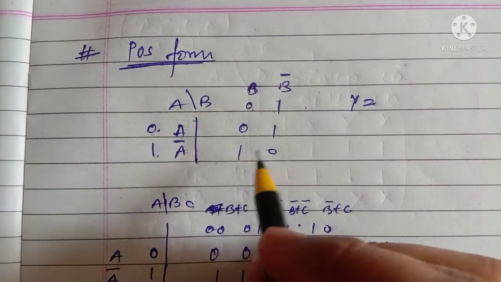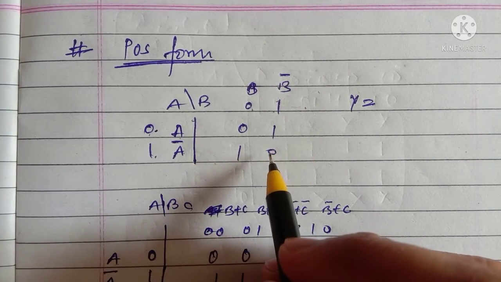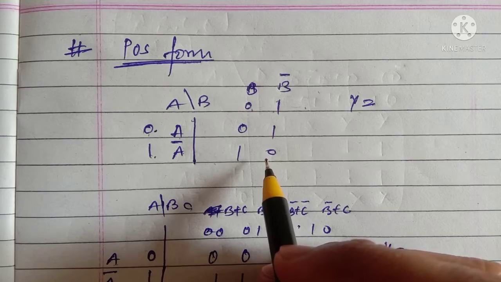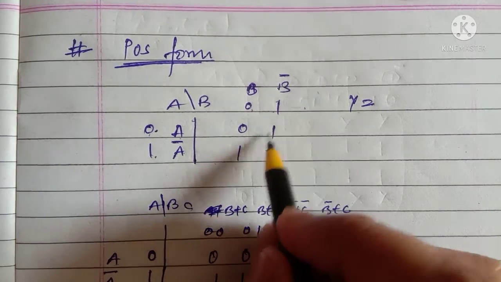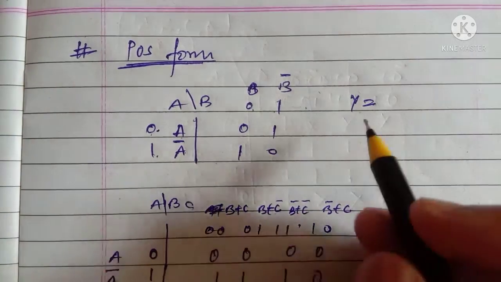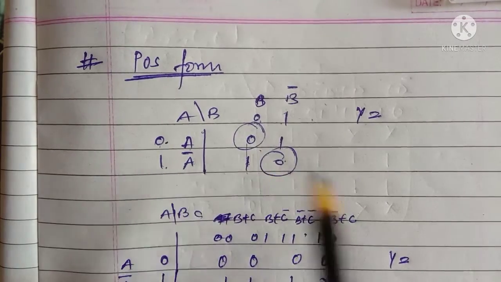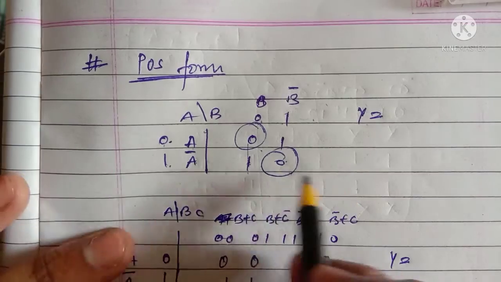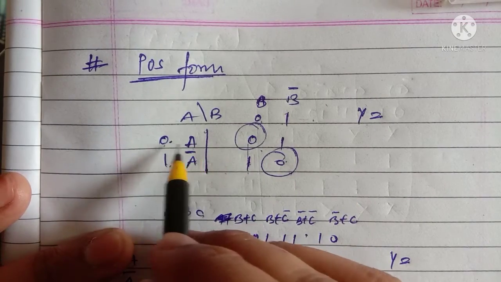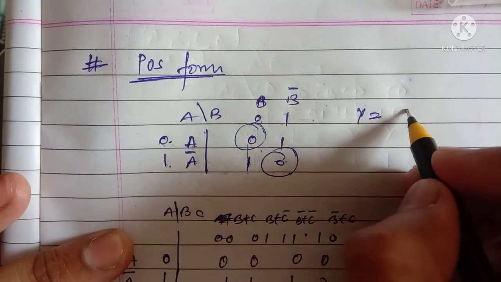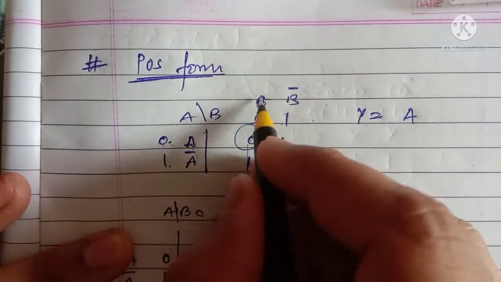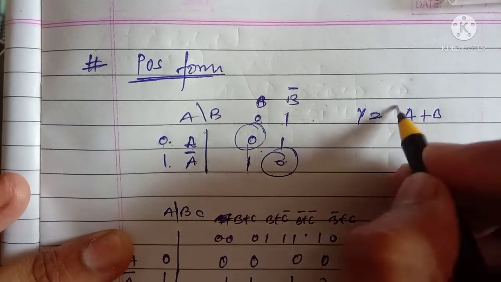Now in the previous case we were forming the SOP form, that is, we were finding the ones. Now in this we need to see the zeros. This 0 is there, this 0 is there, and this 0 we can form. So now what we need to do is see the corresponding bits of a variable. So this is A and this is B bar, B.